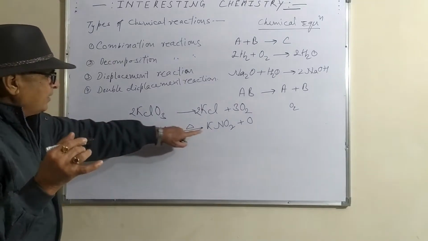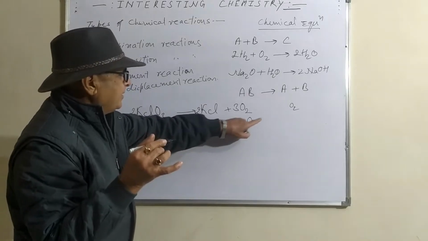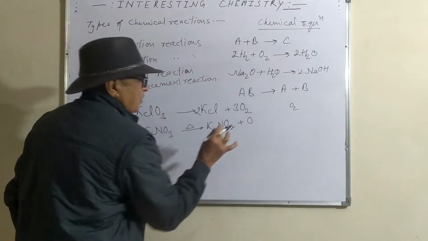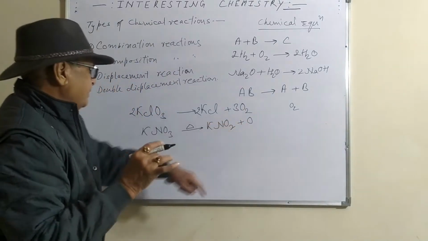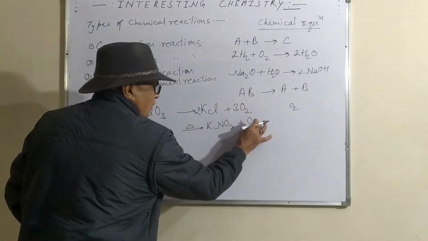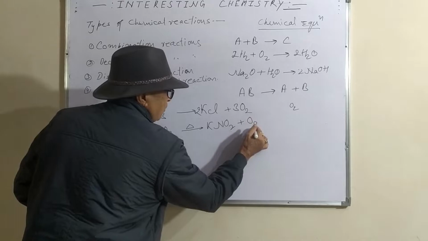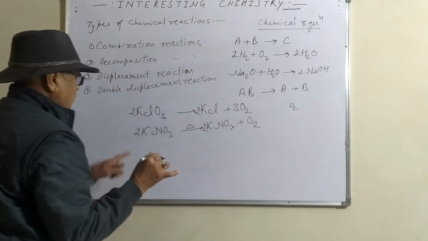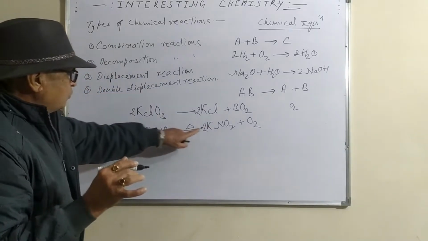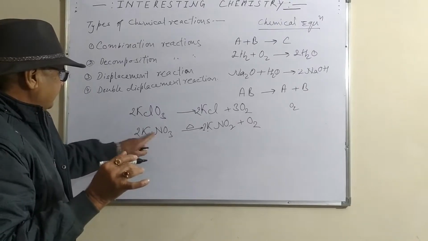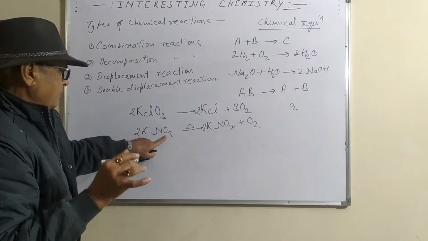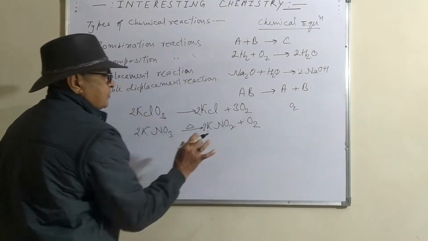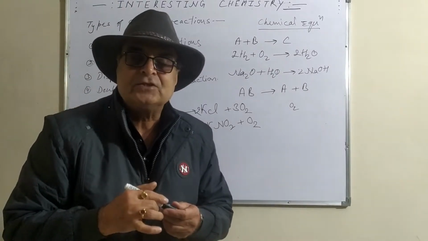So KNO3, 1O. Again this oxygen must be converted into the molecular form. So you need 2 oxygen atoms here. So you should multiply the whole equation with 2, and you will get 2KNO3, 2KNO2, plus O2. So here 2 potassium, 2 nitrogen atoms, 2 into 3, 6 oxygen atoms; 2 into 2, 4 oxygen atoms, plus 2, 6 oxygen. Then this is our balanced equation.